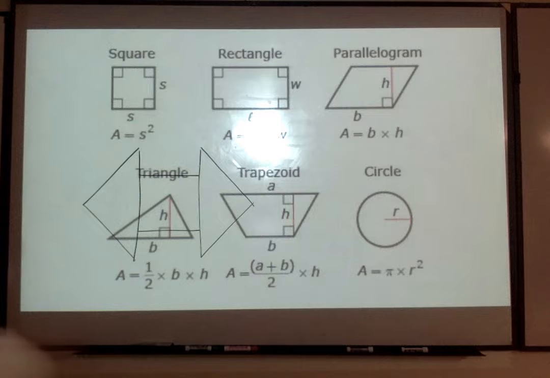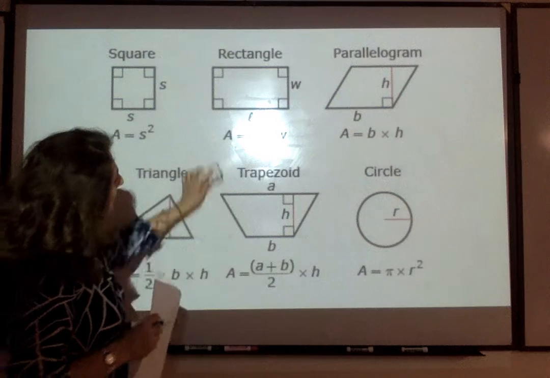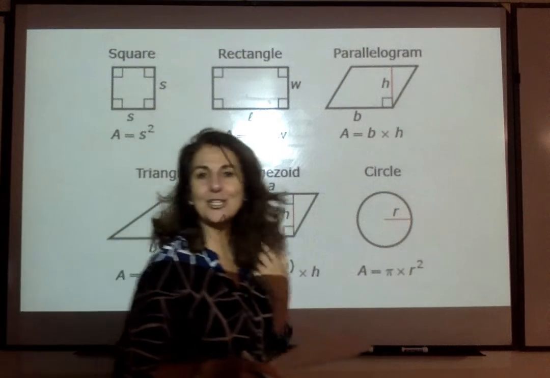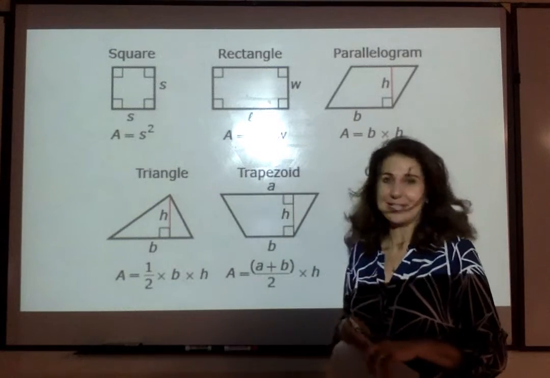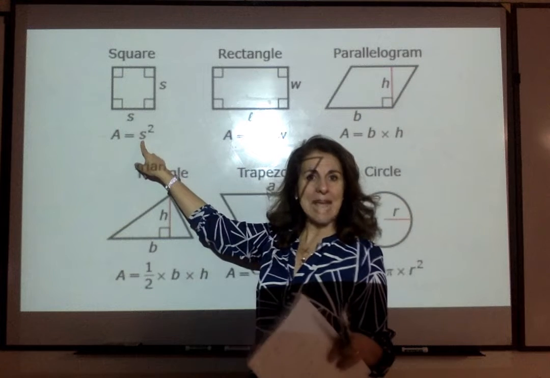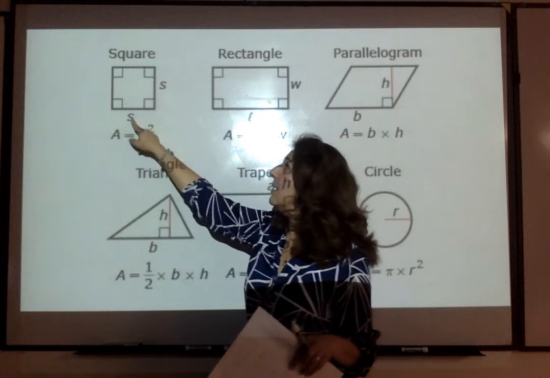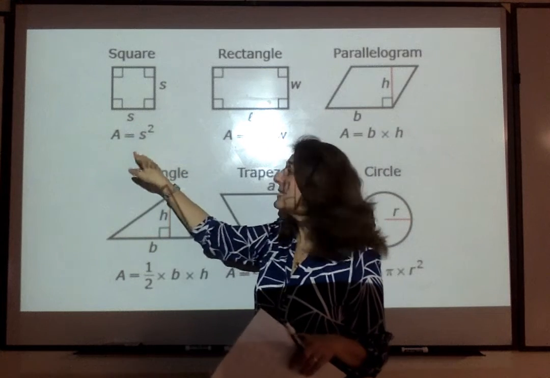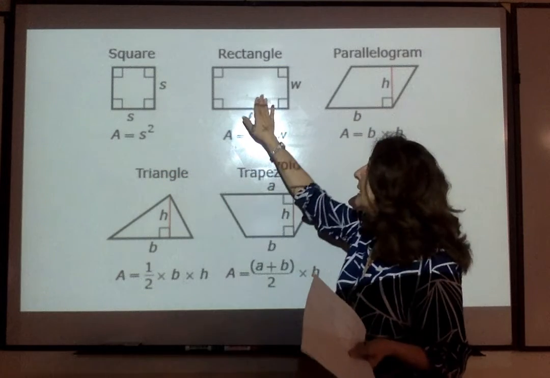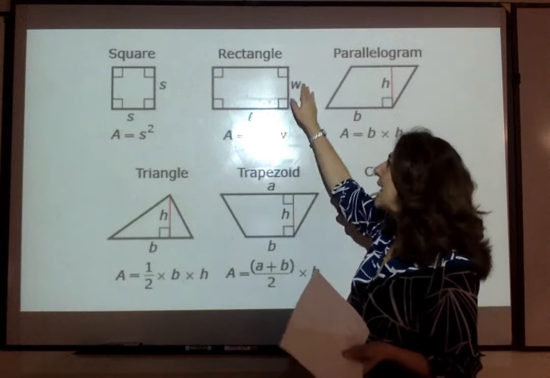Now, what I have done here is I put all these formulas together for you, so you have access to these formulas and you know how to calculate areas. So the square area is base times height, or side squared. The sides measure the same, that's why I can say side squared, but it's the same thing as base times height. Here, rectangle, length times width, same thing, base times height.